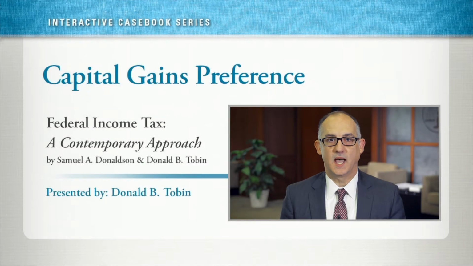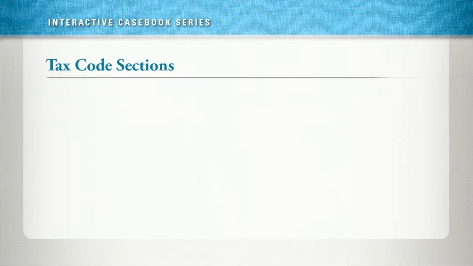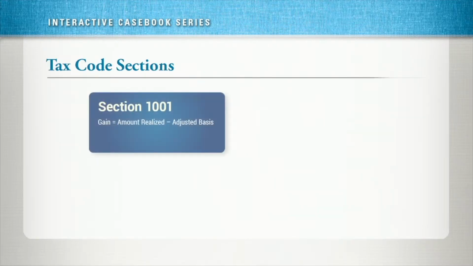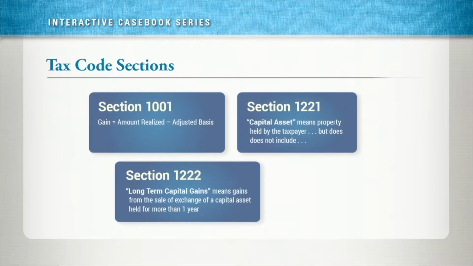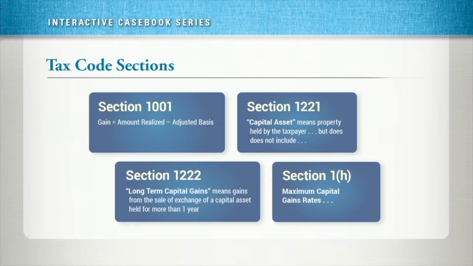This video is designed to explain the preferential rates on capital gains. The Internal Revenue Code provides for preferential treatment for the gains on the sale or exchange of a capital asset that is held for more than 1 year. This is referred to as capital gains preference.